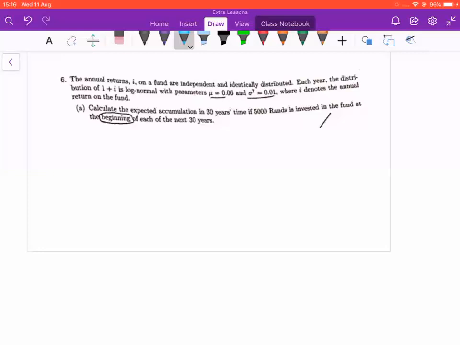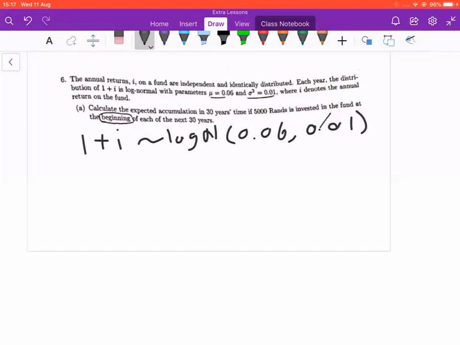So anyway, the question wants you to calculate the expected accumulation in 30 years if 500 rand is invested. The annual interest rates on a fund are independent and identical. Each year the distribution of 1 plus i is log normal with mu 0.06 and sigma squared 0.01, where i denotes the annual interest rate. The question says calculate the expected accumulation after 30 years.